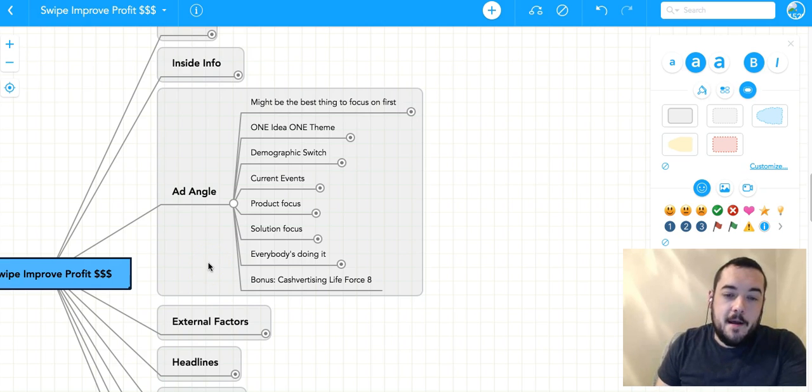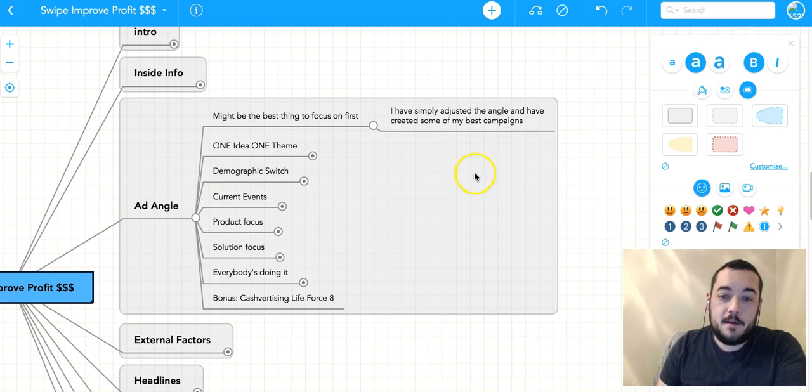All right, let's talk about ad angles. In this section, we're going to talk about ad angles. Like I said, might be one of the first things I focus on. A lot of times when I'm swiping something, again, this course is called Swipe Improve Profit, when I'm looking for something to swipe, sometimes the only change I make, if this is going to actually work today, is sometimes I just adjust the angle. I just make changes to the angle itself, and that can transform the campaign right there.